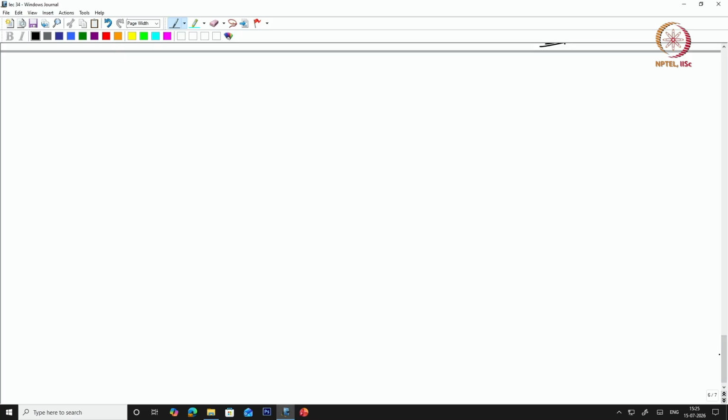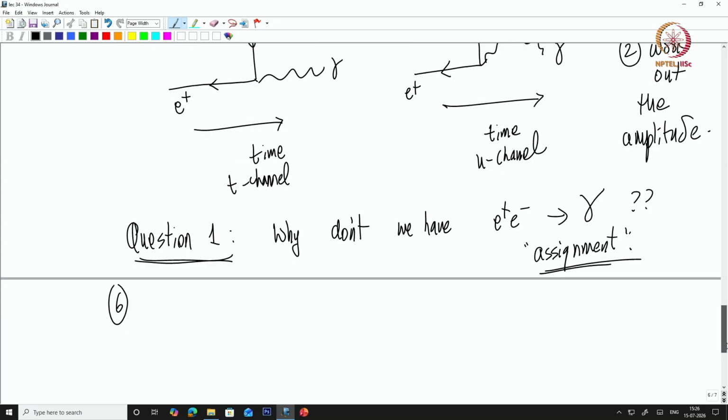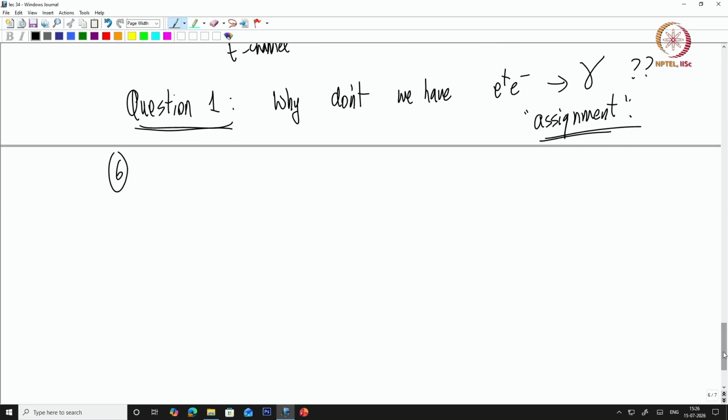Now let us look at pair creation. It is just the reverse process of this. I leave the second thing; I forgot to work out the amplitude. In the massless limit, ideally you can all work it out without any problems essentially.